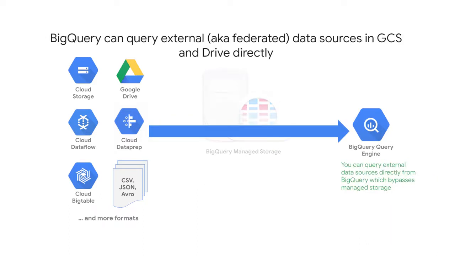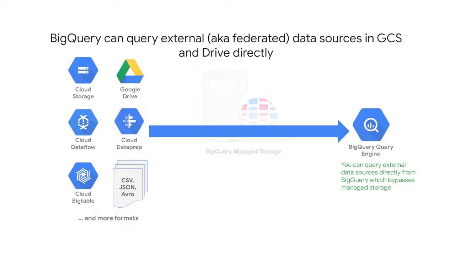You also have the option of querying external data sources directly, as we talked about, which bypasses BigQuery's managed storage. For example, if you have a raw CSV file in Google Cloud Storage or a Google Sheet, you can write a query against it without having to ingest the data into BigQuery first. A common use case for this is having an external data source that is relatively small but constantly changes, like, say, a price list for commodities that another team maintains and continually updates.